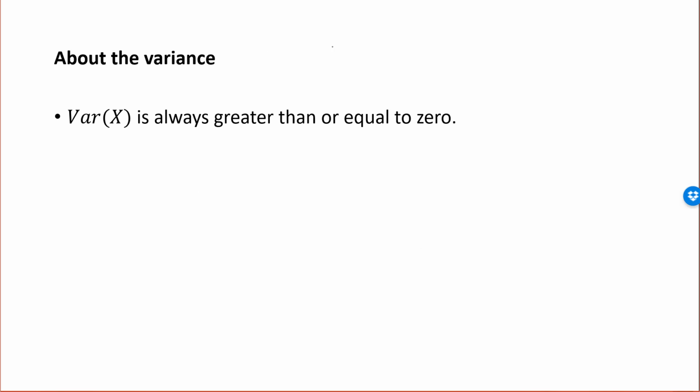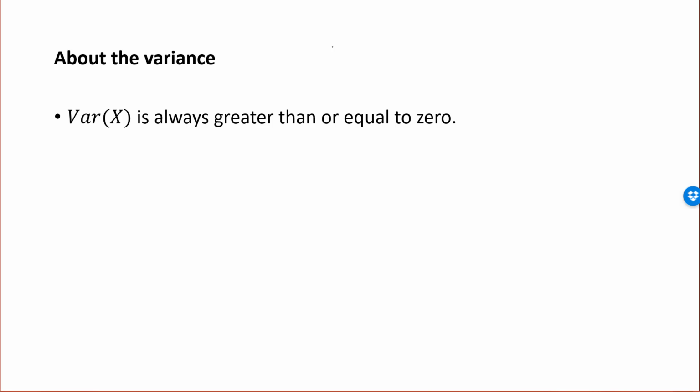So a couple of things to notice about the variance. First of all, it can never be negative. We are weighing the square deviations, and a weighted average of numbers that are never negative cannot be negative. The smallest value it can take is 0.